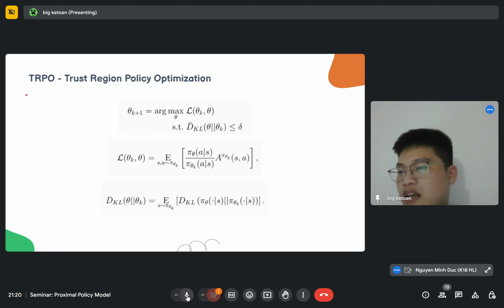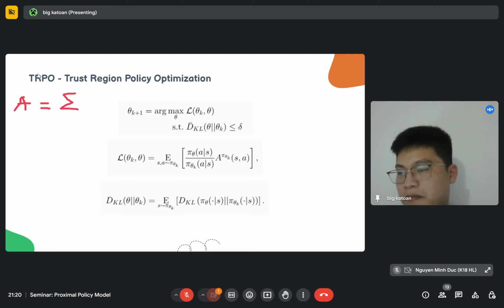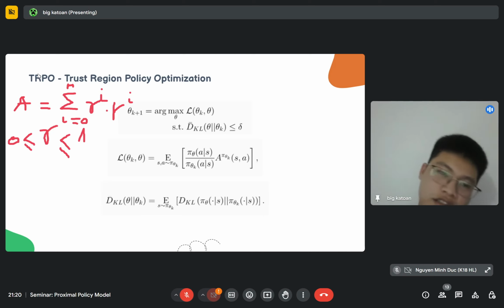Okay, so A we can define as the discounted sum, with i equal to 0 to n, of gamma to the power i times reward i. So the gamma is between 0 and 1.